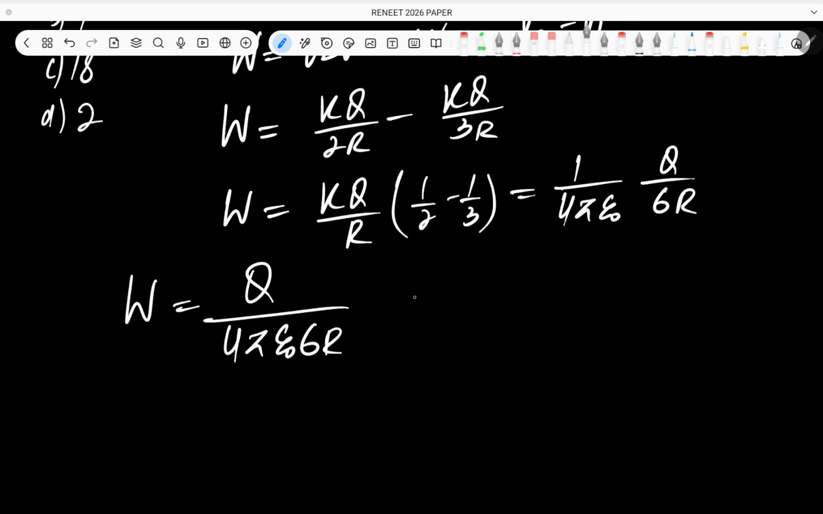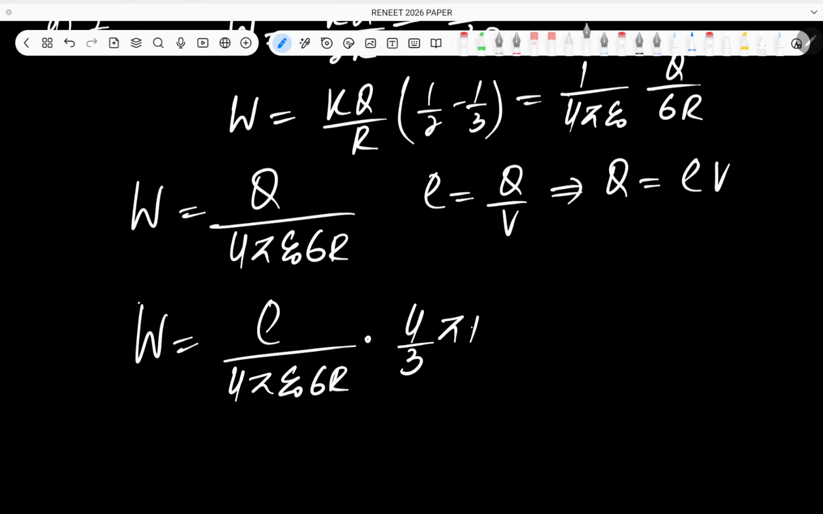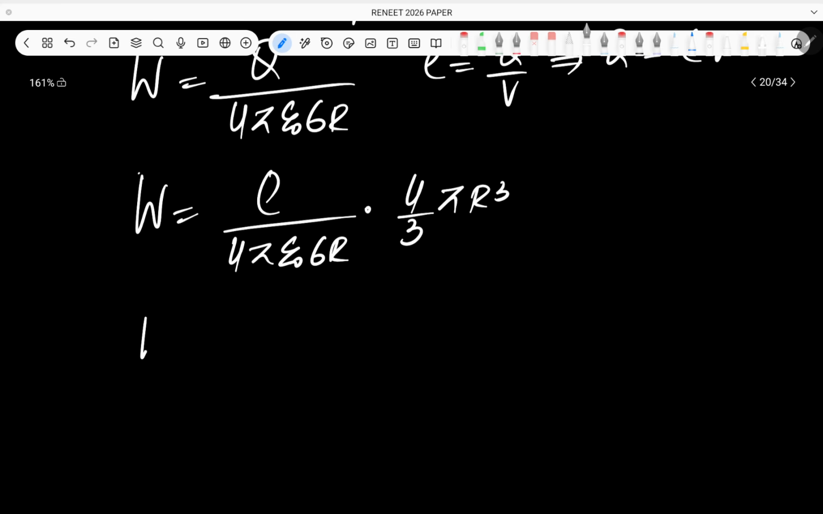Now see that this charge density rho, beta, is charge per unit volume, which implies that the charge is equal to rho multiplied by V. So that means the work done will be equal to, here I will write down rho divided by 4 pi epsilon naught 6R into volume, but the volume of sphere is equal to 4 by 3 pi R cube. Now see whether anything cancels or not. This and this is going to cancel. This 3 into 6 is 18. So it becomes rho. This pi and pi will cancel. It becomes rho into R square divided by 18 into epsilon naught.